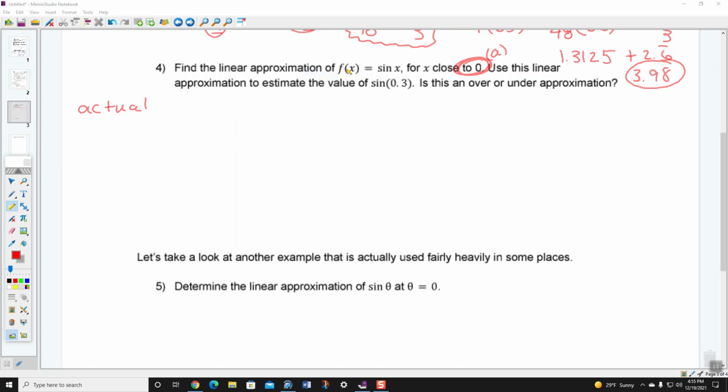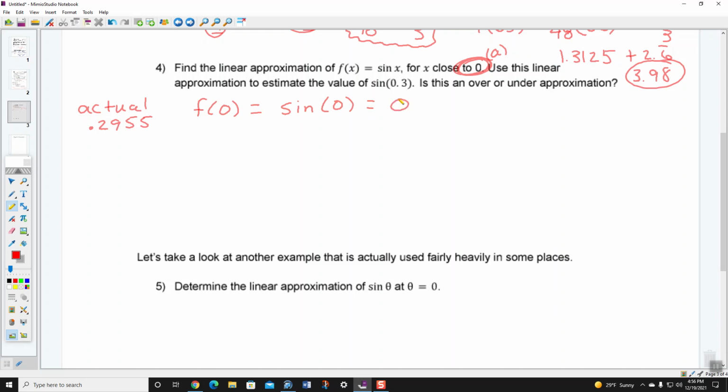So the actual, I'm going to write this down, 0.2955 approximately. Okay? So actual is 0.2955. Okay, is this an overestimate or an underestimate? Well, let's find out. Okay? First thing we need to understand is we're talking about f of 0. F of 0 is going to equal the sine of 0, because the function is the sine of x, so we need to know the sine of 0. If you punched in sine of 0 in your calculator, it would be 0. Or if you looked on the unit circle on the web page, it would be 0.